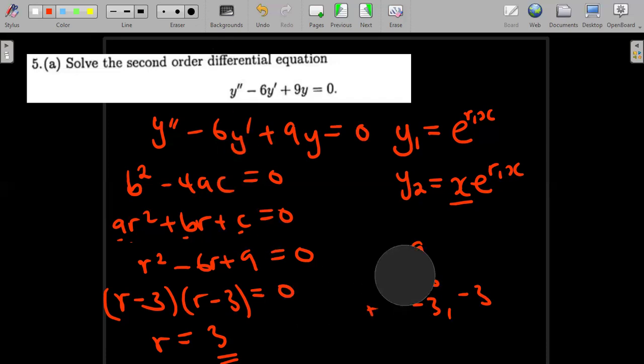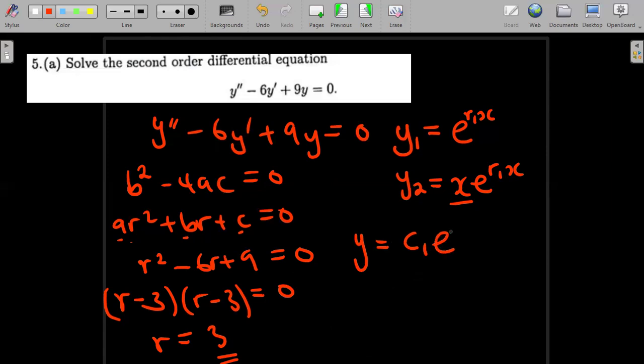So now this means to solve the equation, our y is going to be equal to c1 e to the power r1 x, then plus c2 x e to the power r1 x. So this is how it's going to be.